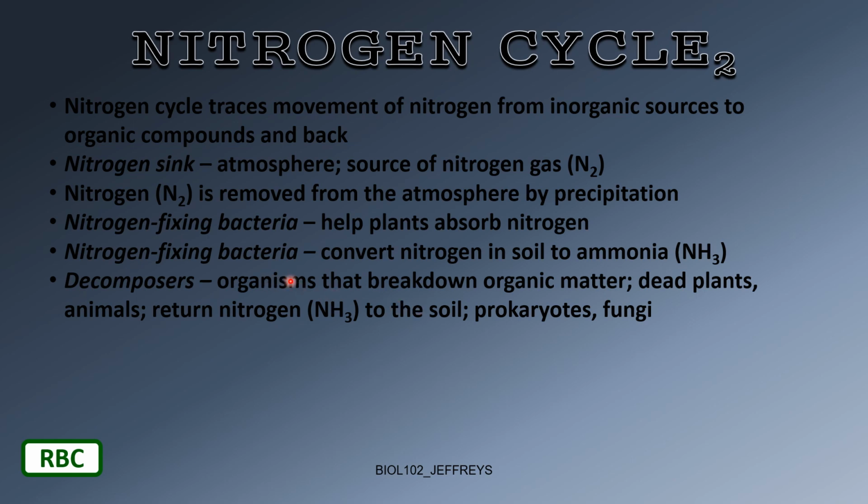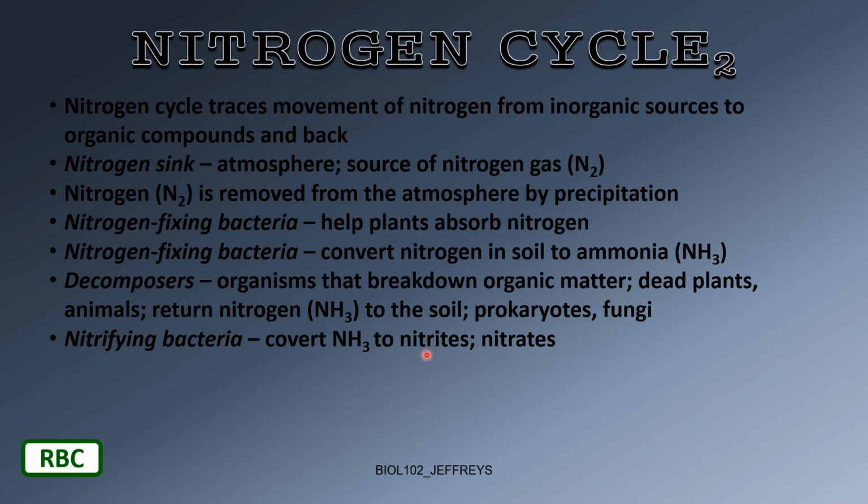Okay, so again, the one diagram says decomposition. Your book refers to it as ammonification. So the decomposers break down organic matter into ammonia that goes into the soil. Once again, your decomposers are prokaryotes, bacteria, and fungi. And then nitrifying bacteria convert ammonia into nitrites and then ultimately into nitrates.